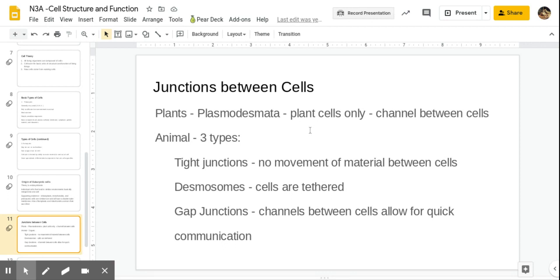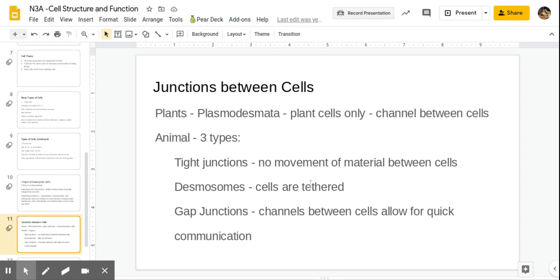Animals have three types of junctions. They have one that's called tight junctions, where there's no movement of material between cells. And this is really important, like with the stomach and with the intestines, where we really don't want stuff leaking out of the stomach or the intestines into the rest of our body.